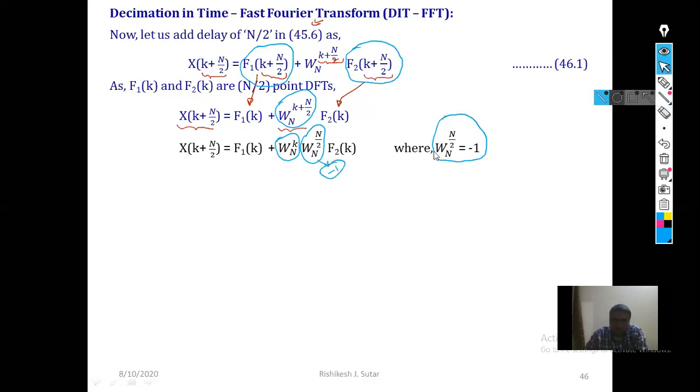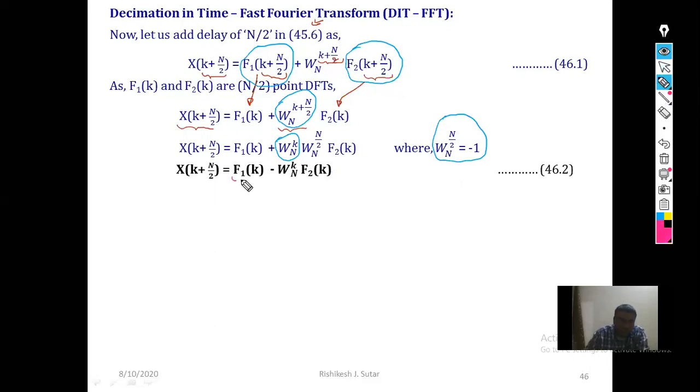So we can put this, and I can get this equation. You can see here. So this f1 of k as it is, this f2 of k as it is, and this wn n by 2 is minus 1. So I have written here minus sign, and this wn k will be here as it is. So again, f1 of k and f2 of k are the n by 2 point DFT. So again, I have to run the k from 0 to 3.